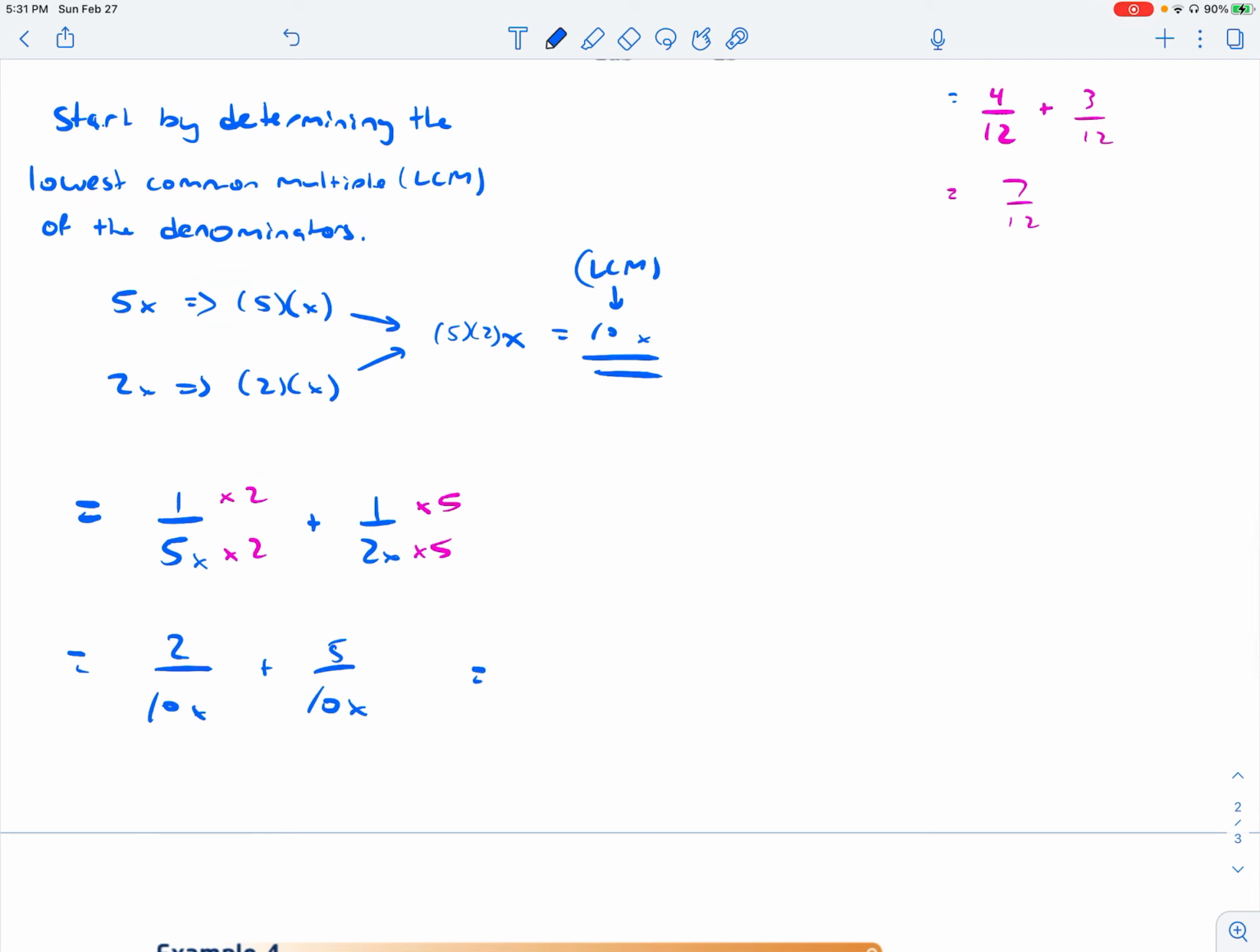So 2 and 5 add up to 7. So we have 7 over 10x. Can I simplify this? No, I can't. So this is finished. I just need to state any restrictions.